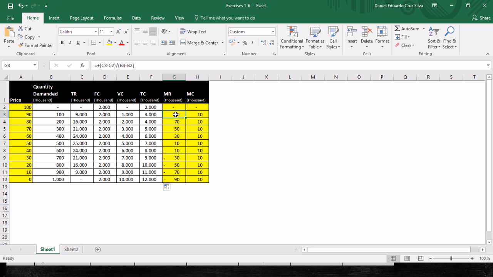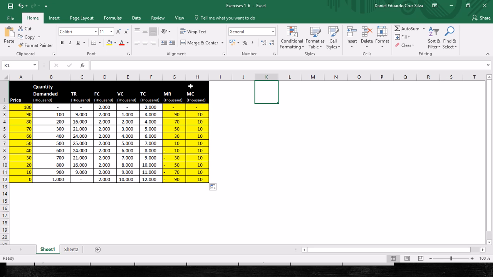Then the marginal revenue is going to be what? It's going to be C3, in the numerator, total revenue minus this one, over 100 minus this one. And the same, you just double click and it fills everything. And the marginal cost is exactly the same, with the difference that instead of total revenue, you will use the total cost, F3 minus F2 over this one. Okay, then the same. Now we need to graph them.